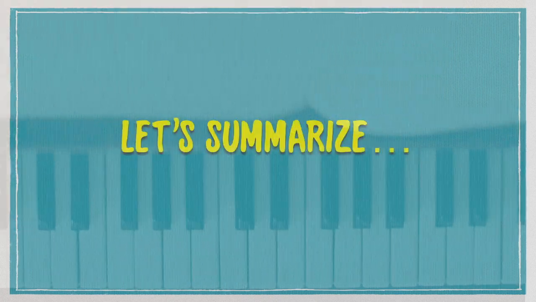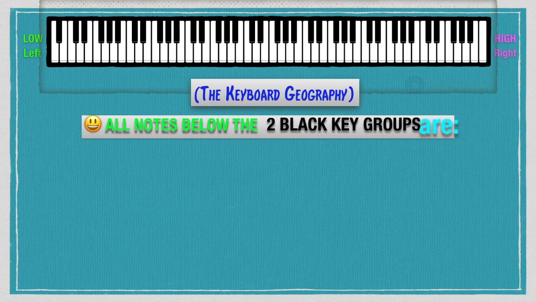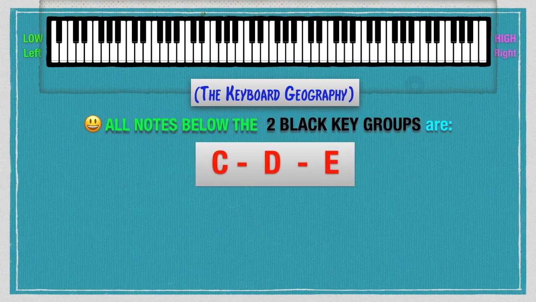Let's summarize. All notes below the two black key groups are the C, D, and E. Those are the first C, D, E, the second, third, fourth, fifth, sixth, and the seventh C, D, E.